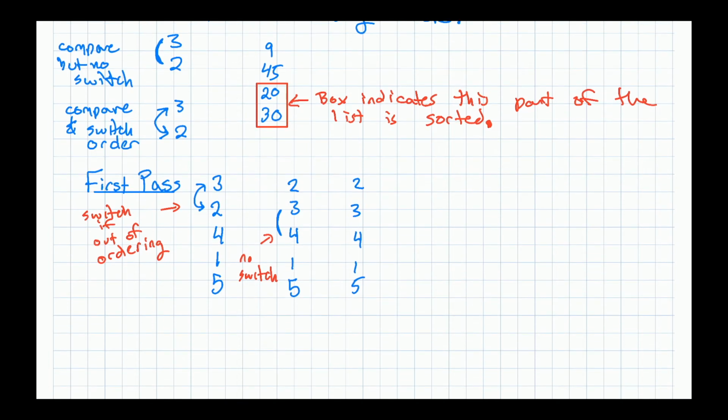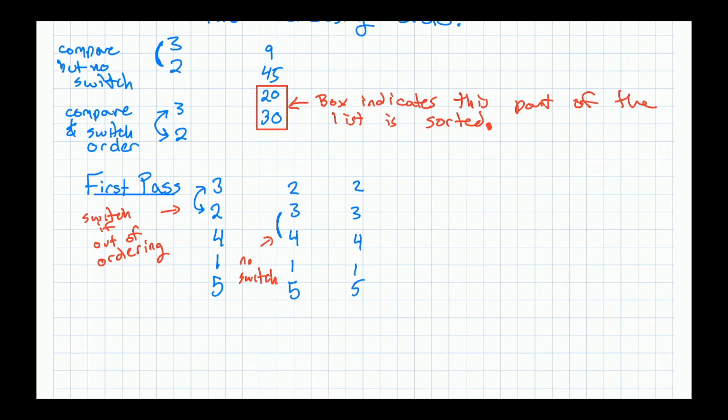Now, which 2 are we going to compare? We're going to compare the next 2. So we had first and second, second and third. Now we're comparing the third and the fourth. Should we switch them? Yes, we should switch them. 4 and 1 are out of order. 1 should come before 4. So rewrite it, make the switch. We have 2, leaving it alone. 3, leaving it alone. We're switching the 1 and the 4, so 1 and 4. And then we have a 5.